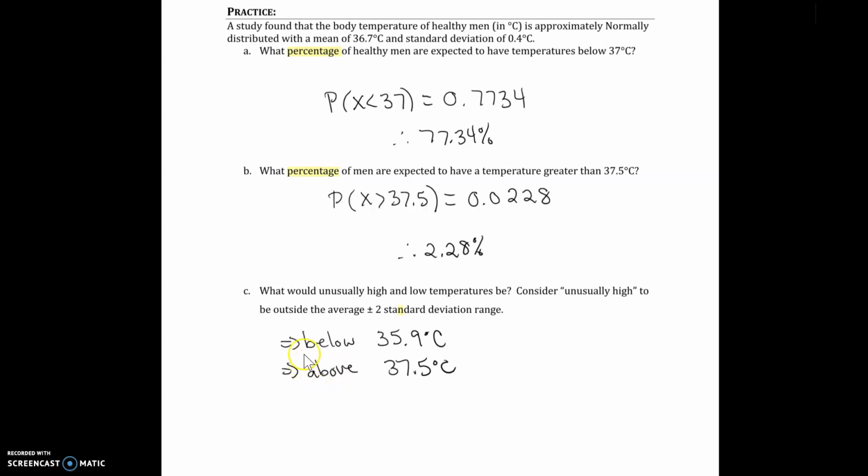Stay tuned for the next video, which will be the last video in the course, looking at how we can figure out x values, or values in the same units that an application question is posed in, based on percentiles or probabilities.